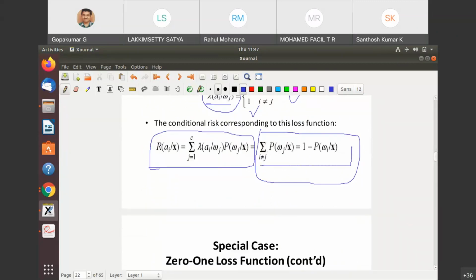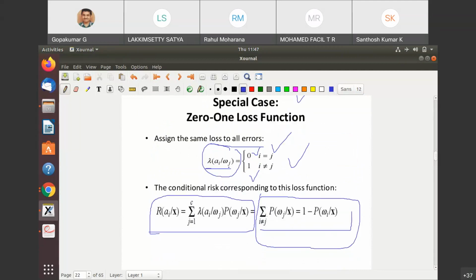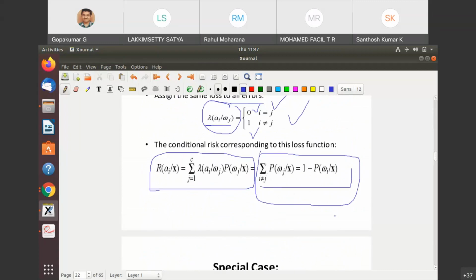So that also you can check. The other terms will vanish because the lambda values are going to be either 0 or 1. So some of the terms will vanish, and some of them will be the probability values alone. That is the probability of wj given x only, in the remaining cases. That is why we have only this term in this particular equation.